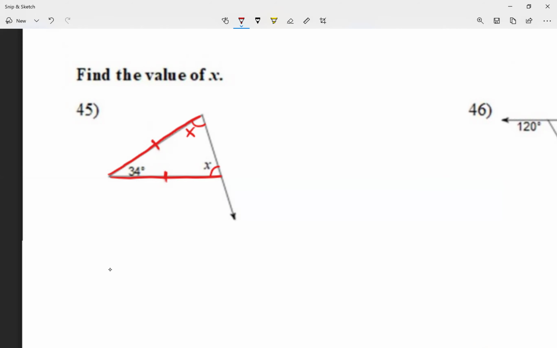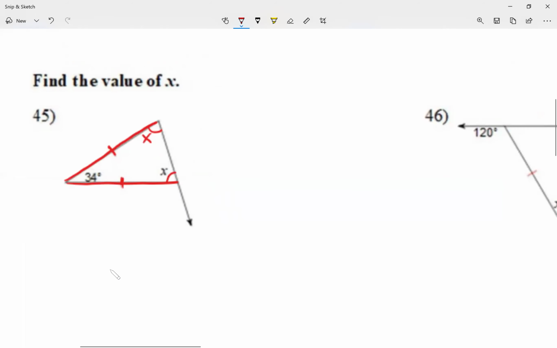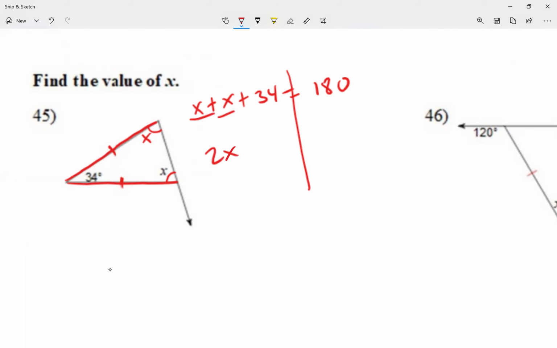Okay, but I see something about my three angles. I'm going to add the three angles. 1X plus 1X plus 34 is equal to 180. Let me separate my sides through the equal sign. Let me simplify the left side. 1X plus 1X, that's 2X. Number-wise, I see plus 34, and I know all of this is equal to 180.